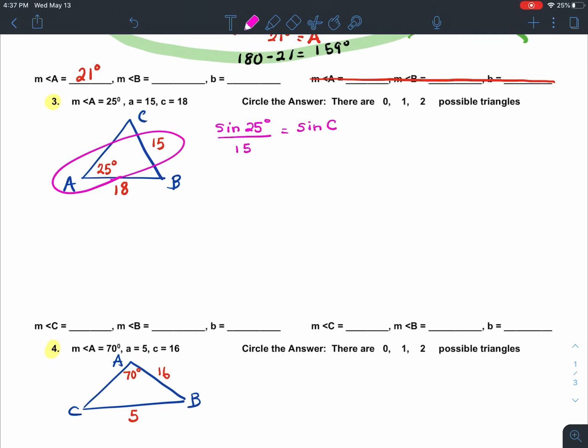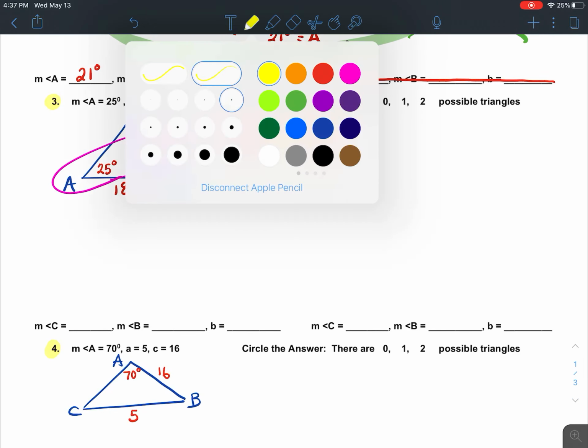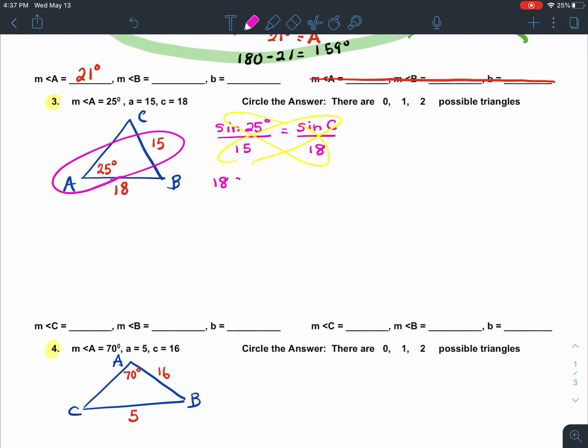I need to find angle C first, so I'm going to put sine of angle C over 18. I'm going to go ahead and cross multiply here. Okay. And then we would divide by 15, and then we would do the inverse sine of both sides. Okay, now keep in mind, if we get an error, then I'm saying there's no triangles possible. I'm done with the problem. I can't find all these missing pieces if there's no way for the triangle to exist.